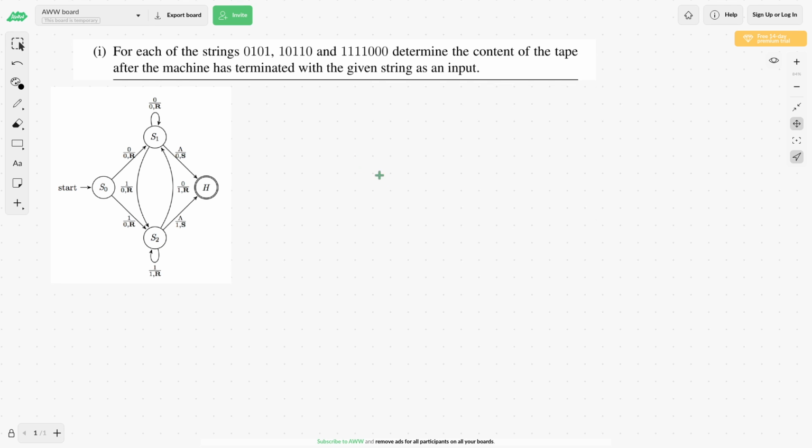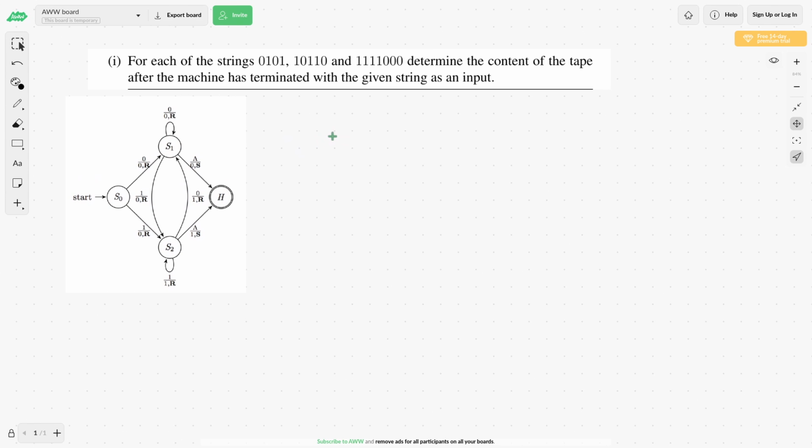Okay, so now we're on to Turing machines. For this question, we're given this Turing machine. We're asked to work out what the content of the tape of the machine is after it is terminated with the given string as input. So the only way to really work this one out is basically run the machine and see what it does.